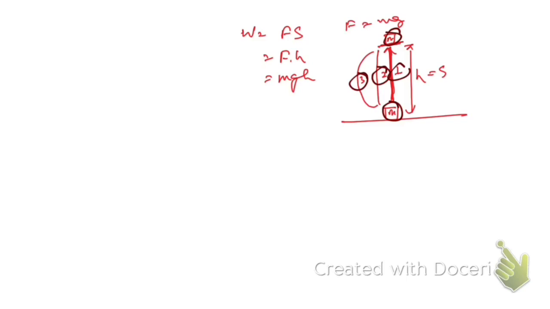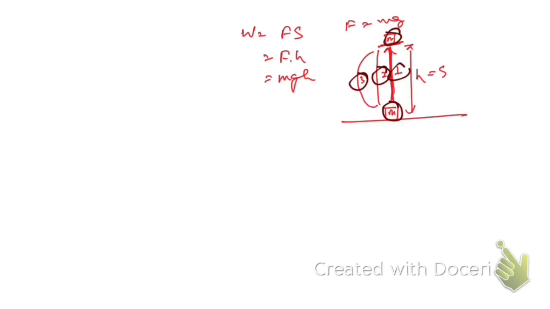Here in this case work done will be W = F × S. In this case S is h, so F × h, that is mgh. So F is equal to mg here, because we are working against the gravitational force, and the gravitational force is a conservative force. In this case work done depends on the initial and final positions only. It doesn't matter which path you have taken, path 1, 2, 3.